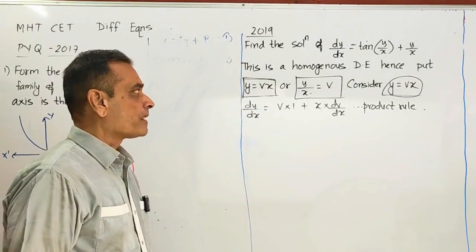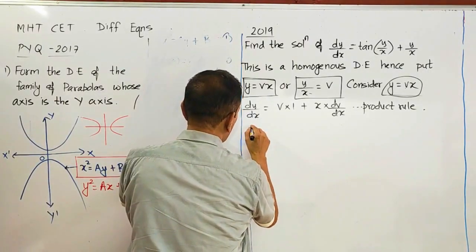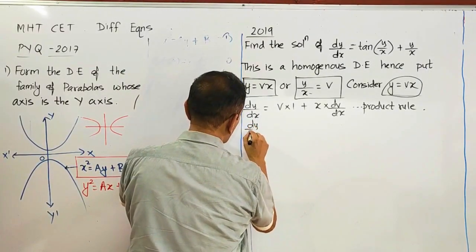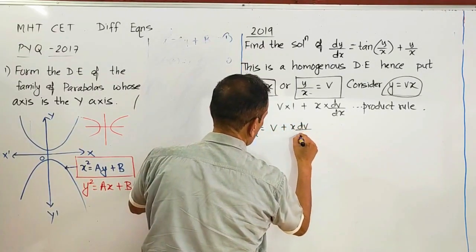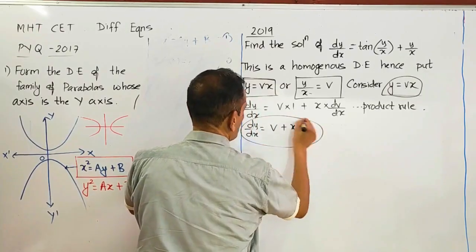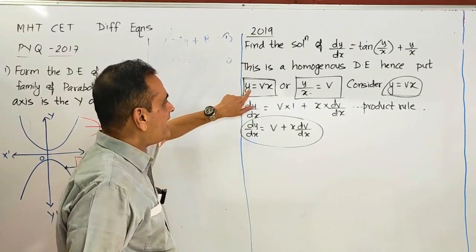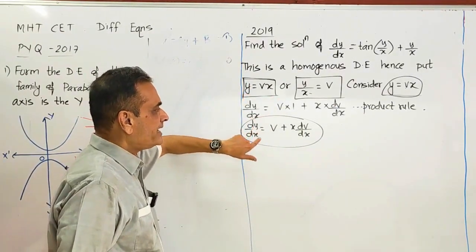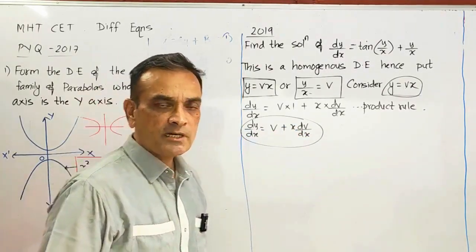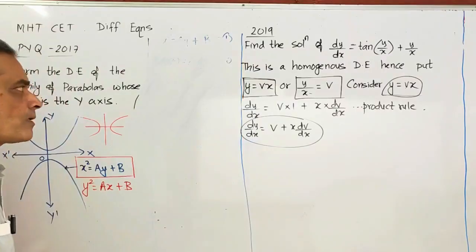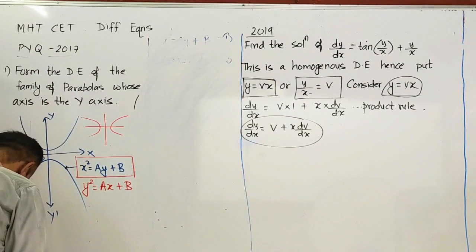Okay. So remember, for y is equal to vx, you can directly remember this as dy by dx equal to v plus x dv by dx. You don't have to show all this. Learn it by heart. When y is equal to vx, dy by dx is equal to v plus x dv by dx, after using product rule. So let us make the substitutions now. Okay, let's substitute and solve.